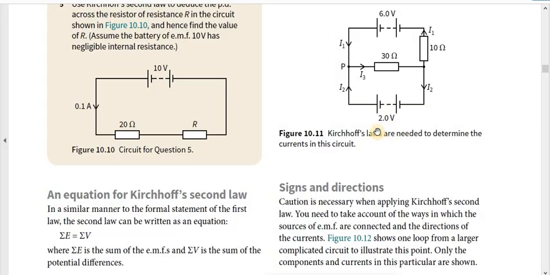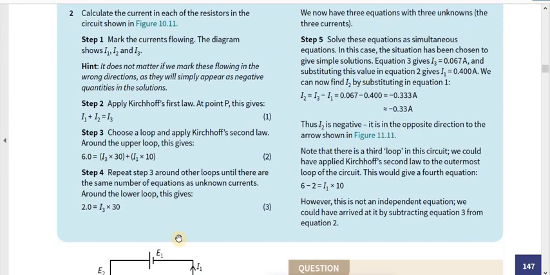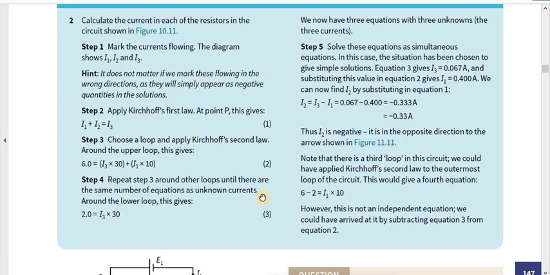So it will be 2, and the potential difference across this will be I3 times 30. Again we are using V equals IR. So the potential difference V across this will be I3 times the resistance, which is I3 times 30, which is 30 I3. So that's what we have here: 2 equals I3 times 30.